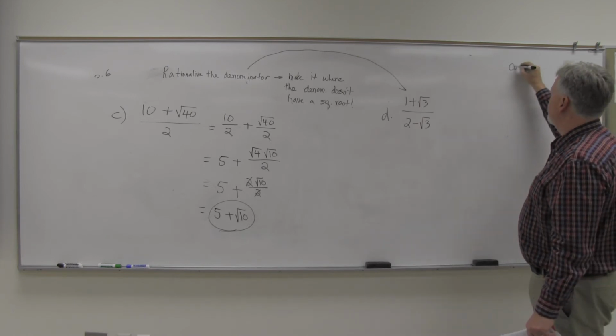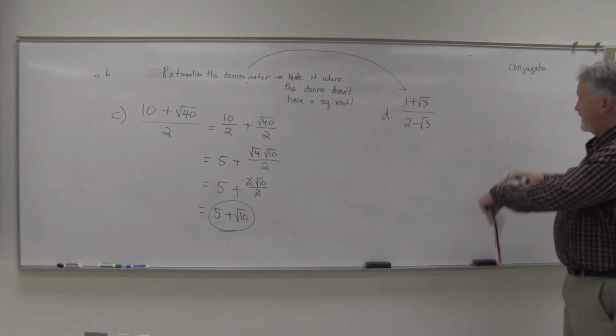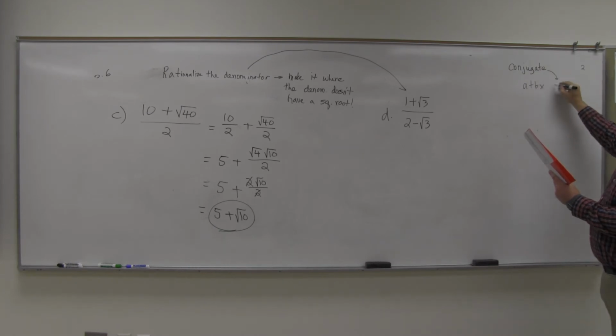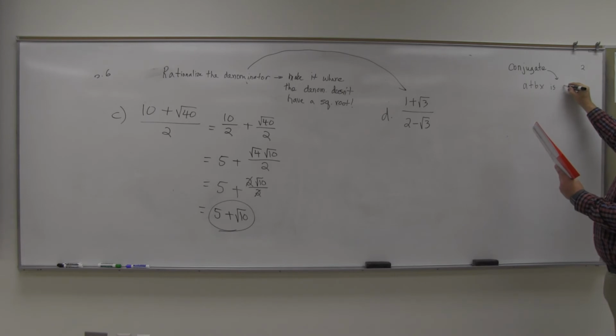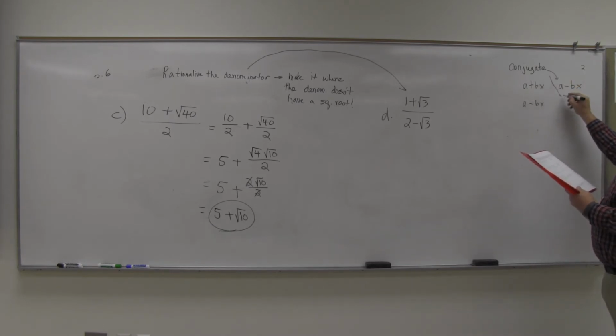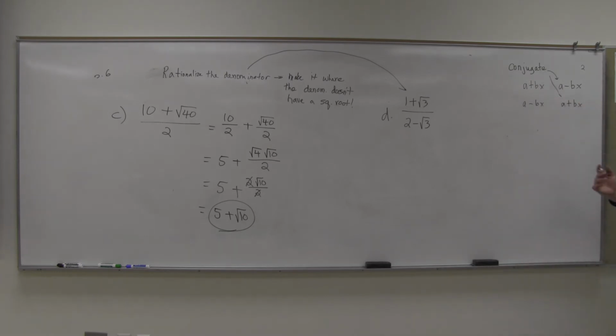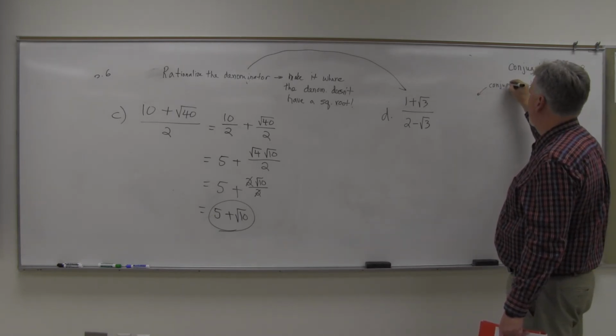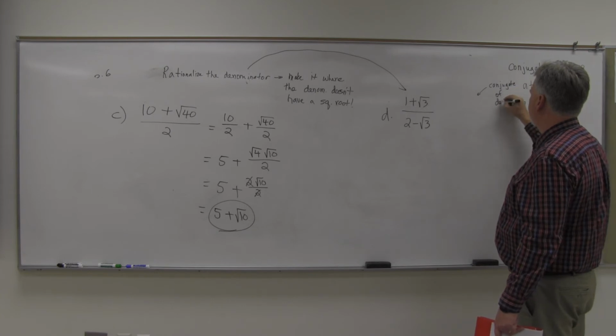So this is where he mentions the conjugate. And he said the conjugate is, if you have a plus bx, the conjugate is a minus bx. And it works vice versa. If it's a minus bx, the conjugate is a plus bx. So in that case, what you see for plus or minus binomials like that, you just change the sign in the middle. So if it was a plus, change it to a minus for the conjugate. So here, I'm going to multiply by the conjugate of the denominator. And we'll see that's going to do what we want it to do.